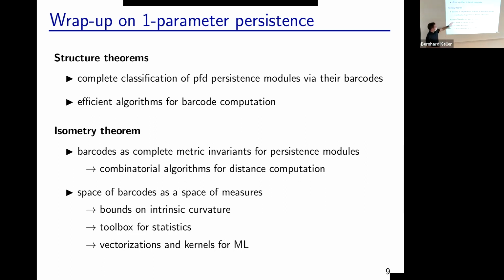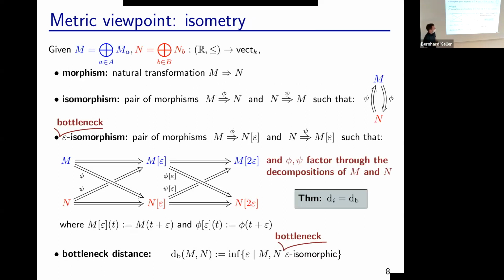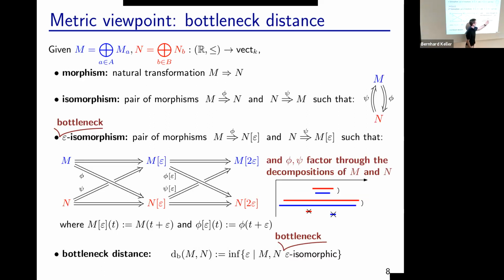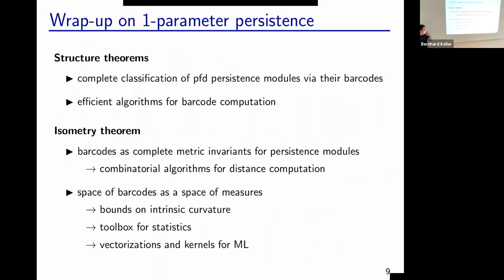But also, you can then see the space of persistence modules as a space of measures, because basically these barcodes you can see as discrete measures. And there's a way to represent them as diagrams of points in the plane, which is called a persistence diagram. And then these diagrams are just like discrete measures in the plane. And so you can really see the space of persistence diagrams as a space of measures, and you can study it. You can study its metric curvature. You can start doing statistics in that space, and you can also do machine learning. So this is great.